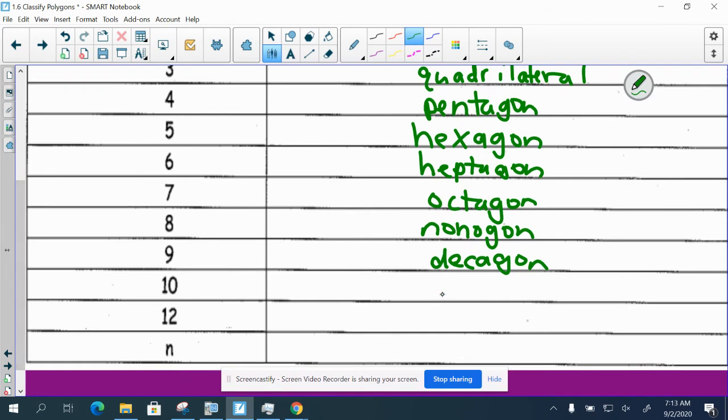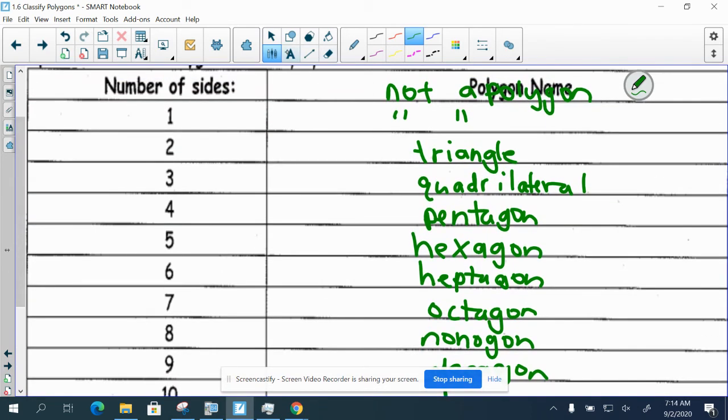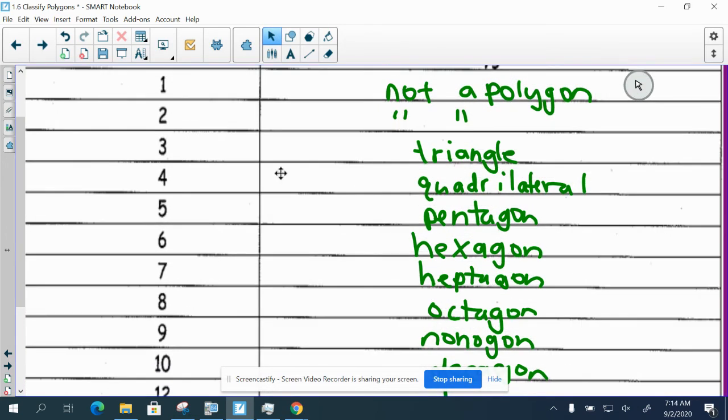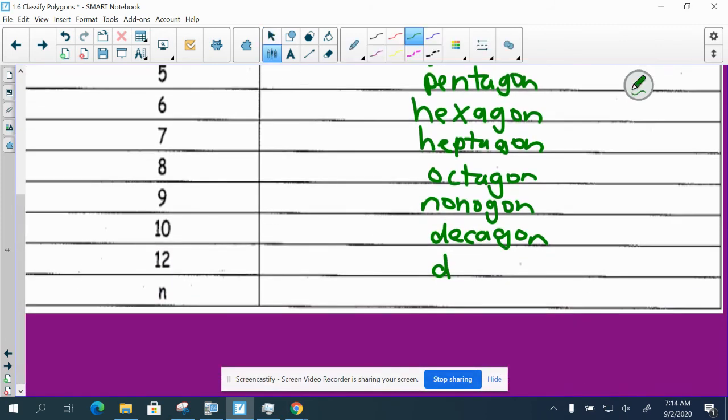A dodecagon. Oops. I must have skipped something. What did I skip here? Oh, no, this just got pulled down. All right, there we go. So twelve is a dodecagon. Okay, anything else would just be considered an n-gon. So whatever n is, like if it's 30, then it's a 30-gon.